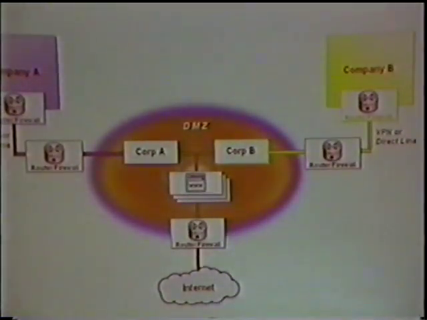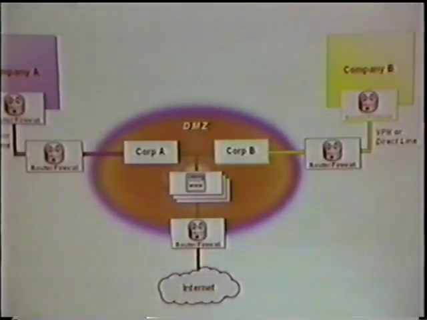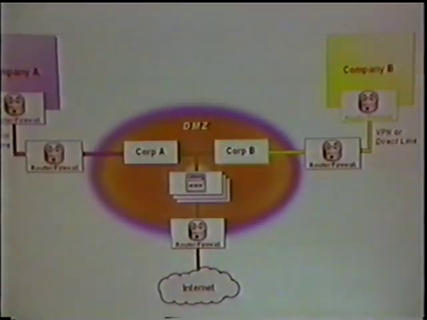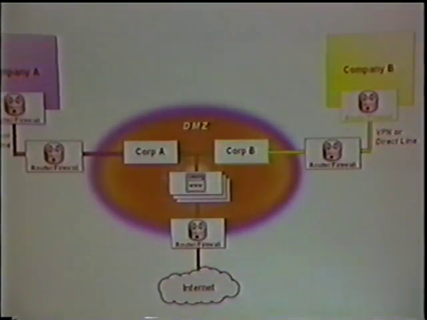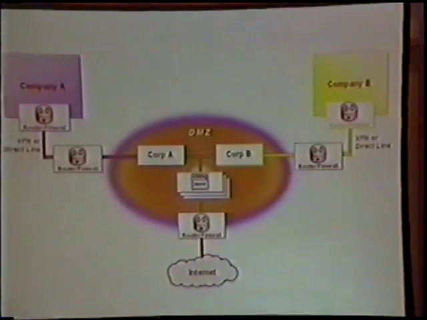This may be co-located in Corporation A's web farm, or it might be in Corporation B's co-location facility. But you also have to worry, especially in this DMZ, about making sure that Corporation A doesn't attack Corporation B to get a leg up or gain advantages. So you've got all kinds of problems in the DMZ.